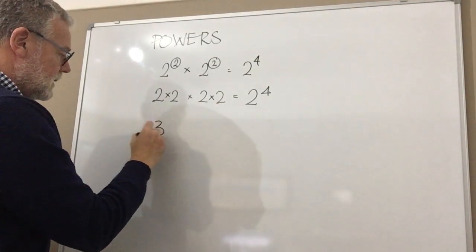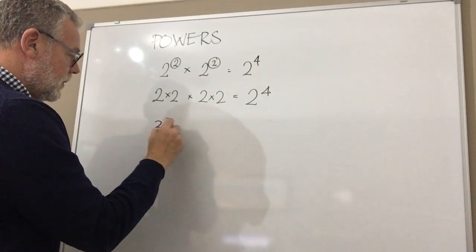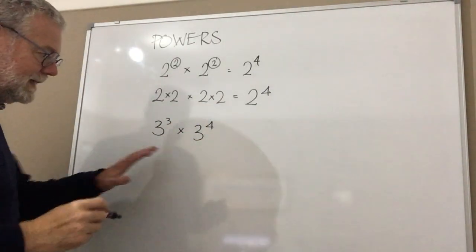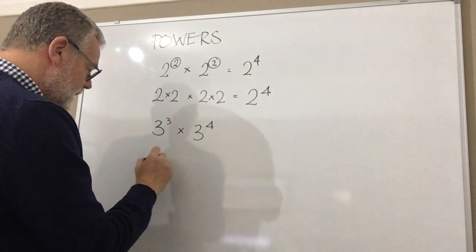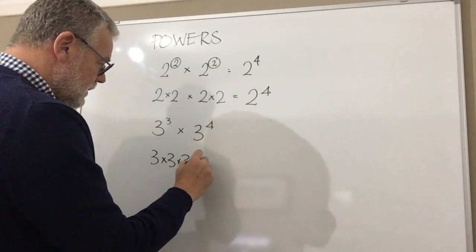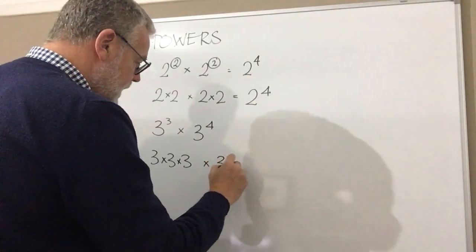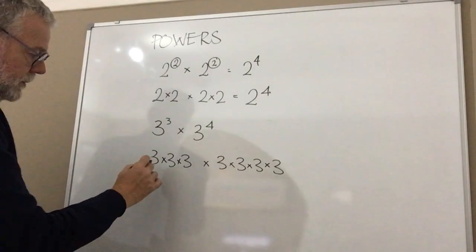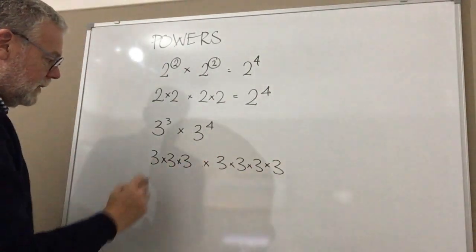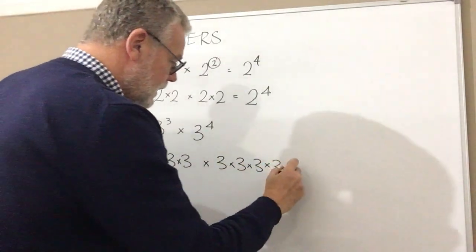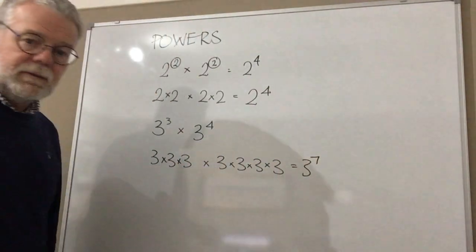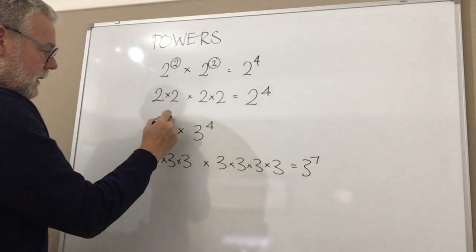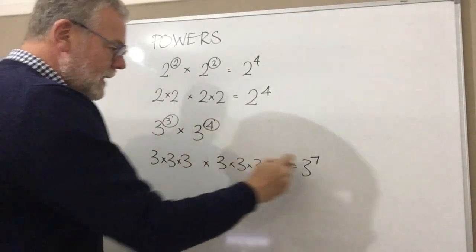Let's make it a bit tricky this time. Let's say we've got 3 to the power 3 multiplied by 3 to the power of 4. Let's write it out in the same way. So 3 times 3 times 3 times 3 times 3 times 3 times 3. Okay, so we've got 3 to the power 3 and 3 to the power 4. Multiply it out: 1, 2, 3, 4, 5, 6, 7. See, we've got 3 to the power 7, which proves to us that we add those together. If we add the powers, we get 3 to the power 7.